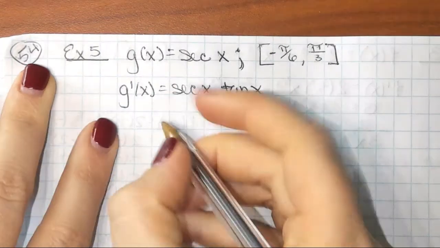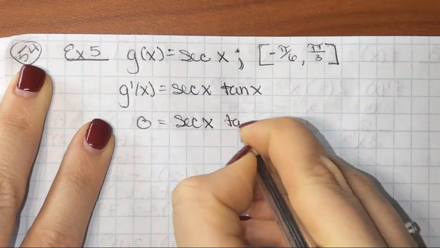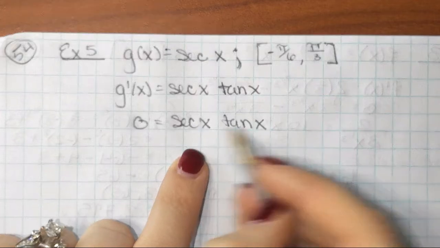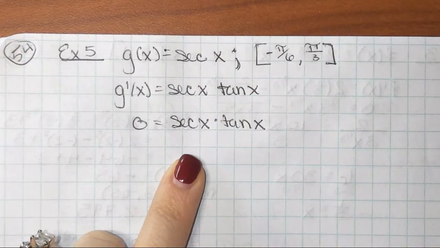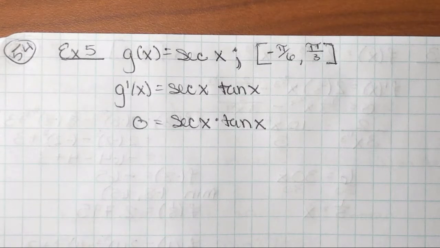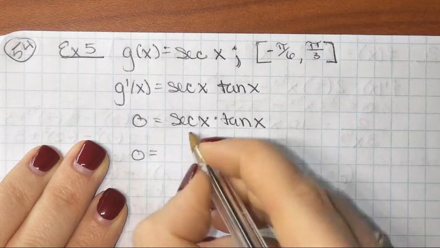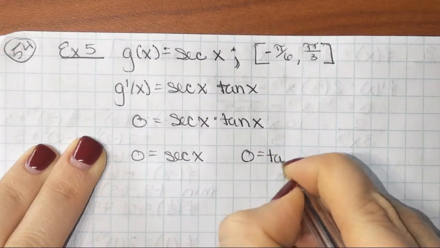Set it to 0. So 0 equals secant x tangent x. For those of us that are wondering what to do from here, these are factors. Secant x is being multiplied by tangent x, so I'm going to take each of these and set them equal to 0.